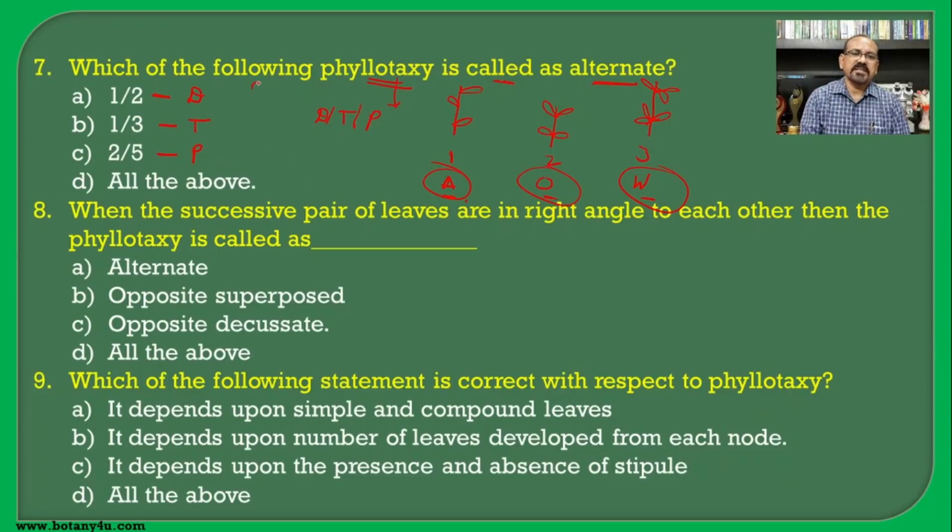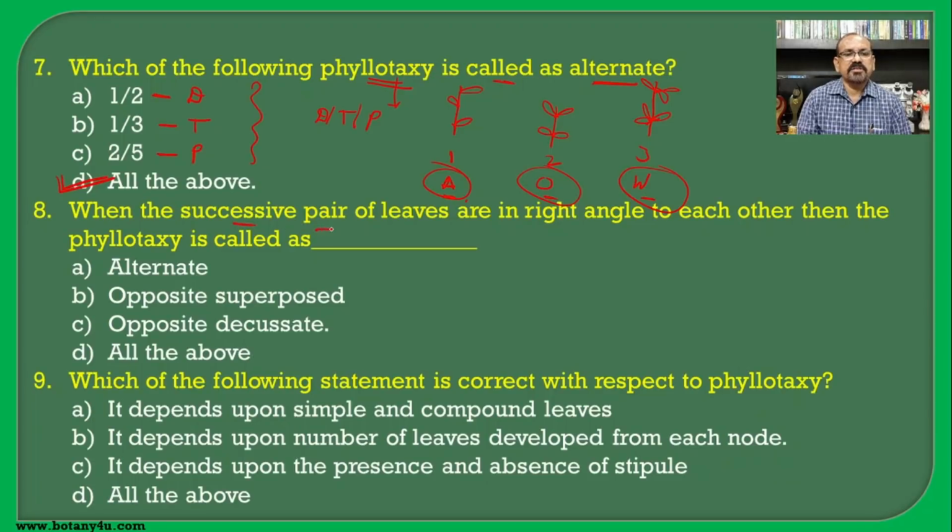So there is a lecture available on the leaf on our YouTube channel, so you can go through it to understand properly the types of different phyllotaxy. All these are the types of the alternate type of phyllotaxy, and hence D is the correct answer for this question.